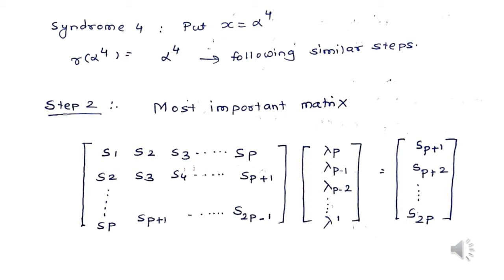If you refer to the first matrix, S1, S2, S3 up to SP is the first row. Second row is S2, S3, S4 up to SP plus 1. And the last row is SP, SP plus 1 up to S of 2P minus 1. So this matrix is the matrix of syndromes. The matrix on the right hand side is SP plus 1, SP plus 2 up to S of 2P. So it is also a matrix of syndromes. And in between you have the matrix of lambdas, lambda P up to lambda 1. P in this case is the error correcting ability. So lambda will be roots of the equation, which we will see in the next slide.